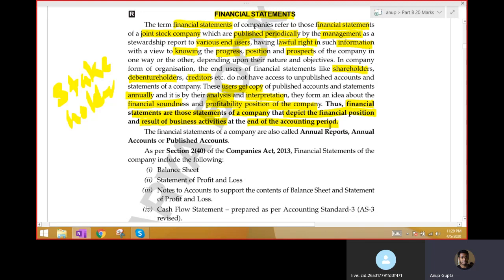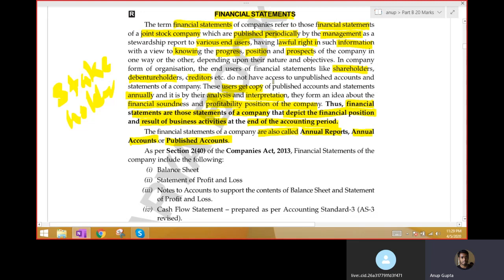So, sir, we have understood what a financial statement is. Now, please tell us what are the other names of financial statement. These financial statements are also called annual report, annual accounts, or published accounts. Now we know the meaning of a financial statement. We have understood the uses of it. We also know why they need it. But could you please tell me what are the things included in the financial statement?